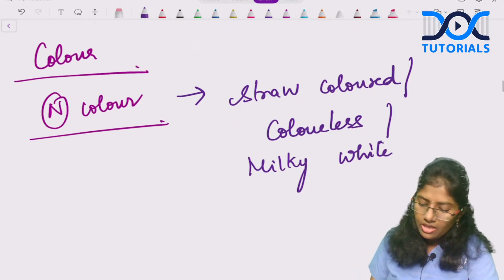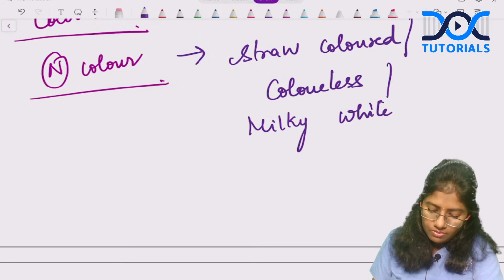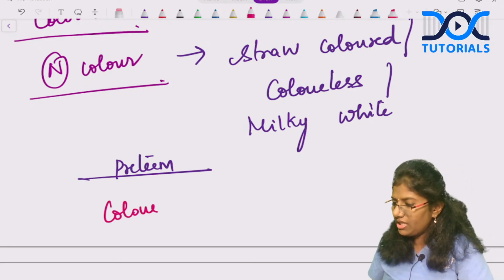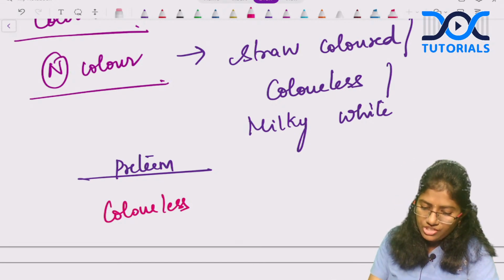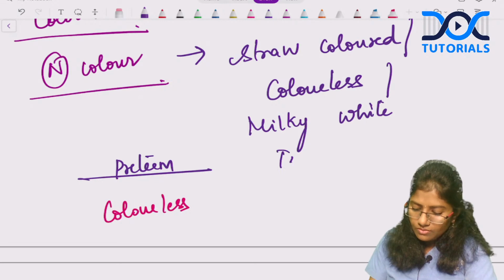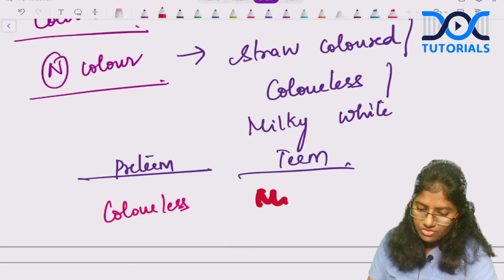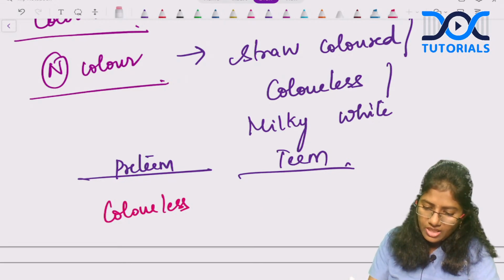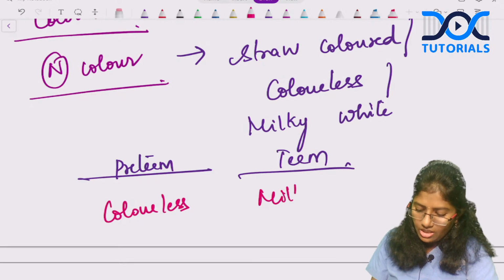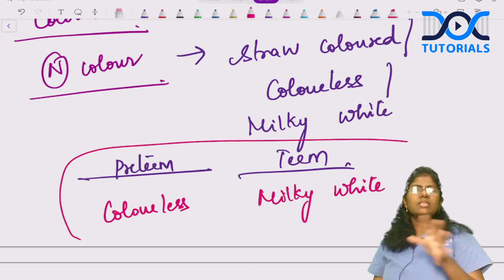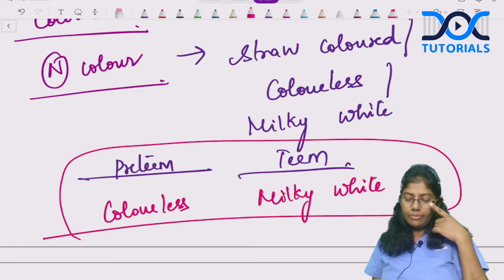Basically, a preterm liquor will usually be colorless, but a mature, term liquor is usually milky white or straw colored. This is a subtle difference, so both are correct. It depends on the gestational age.